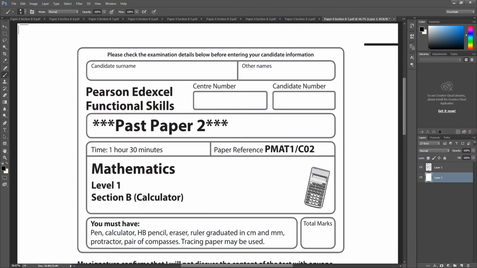Hi guys, welcome to section B for this practice set 5. It should say past paper 2 on the front with these funny little asterisks. If you've not seen section A, do watch that first. Obviously that's the non-calculator one. This is section B, the calculator one, so you'll have your calculator. It's a lot longer, 1 hour 30 compared to section A, but most of your marks are in this paper.